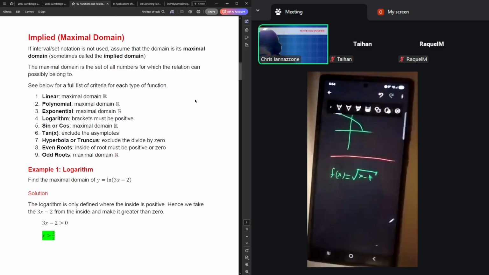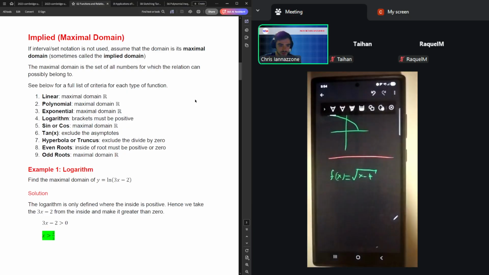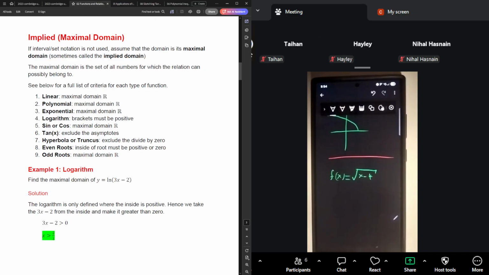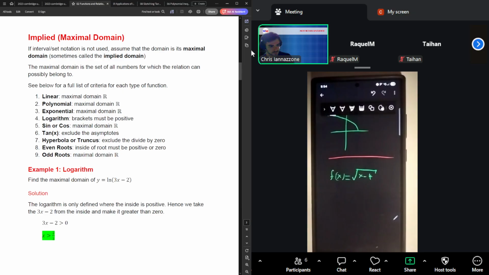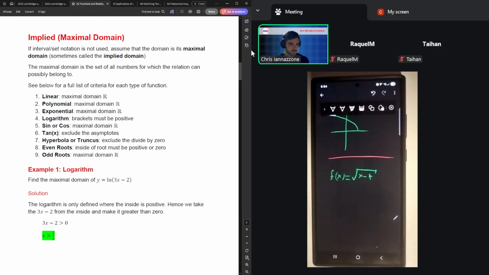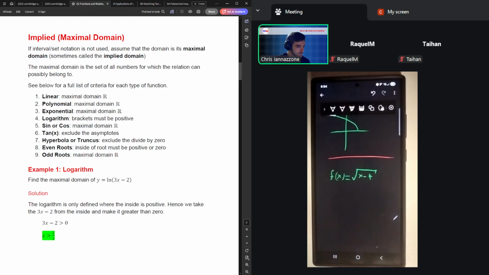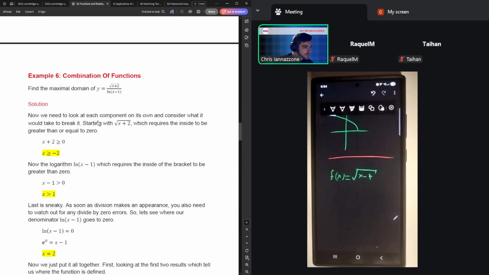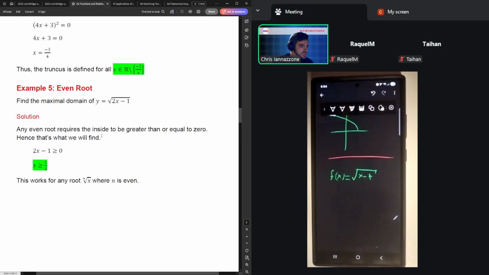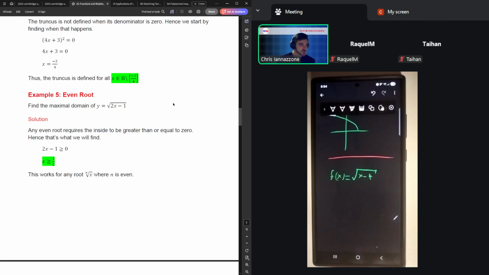All right, maximal domain. What are we worried about for this function? What could possibly break it? I'll even scroll down to the example that's relevant for it. It'll be example 5, right? It's a very similar graph. Square root of a function. What's going on there? How do we do it?